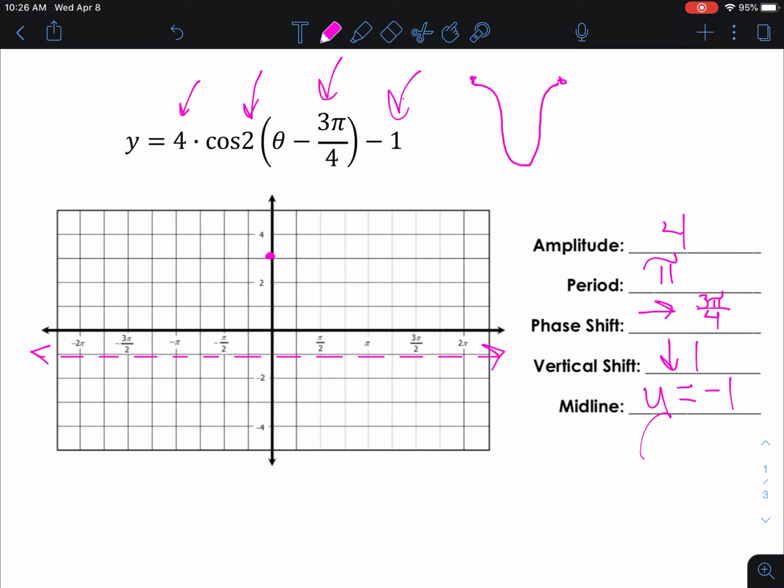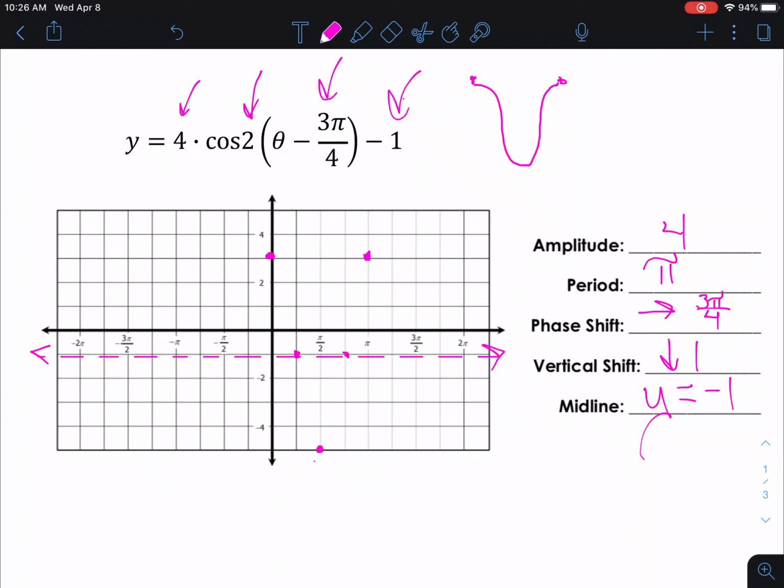Okay, so now my period is pi. So I got to get back to this point here at pi. I'm just going to put a temporary dot. We're going to have to move some things around in a second, but that's where I should end. In between those two dots, I should be 4 units down from my midline, at pi over 2. That would be negative 5. And then in between those dots, I should be back to what would normally be 0, which in this case is our midline at negative 1.